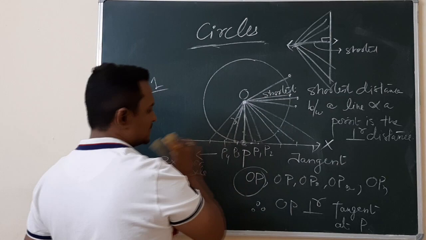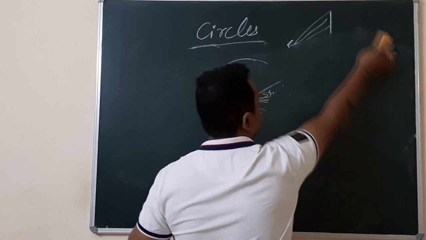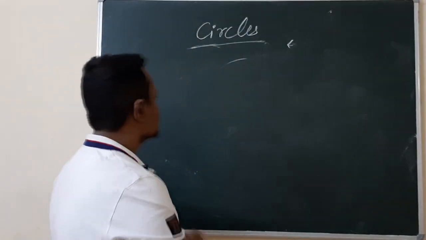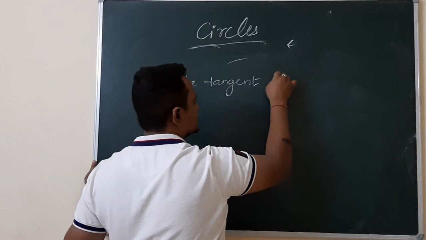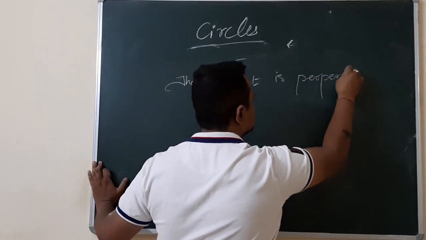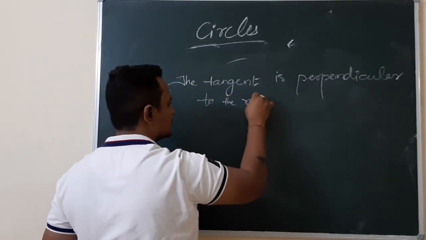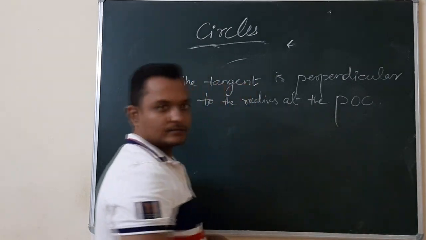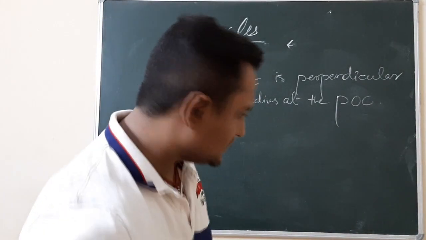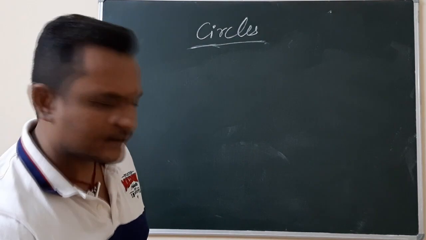So we understood, I'm rubbing this again. We understood that the tangent is perpendicular to the radius at the point of contact. Okay, theorem 1, under the belt, gone, vanished, understood, chewed. So everything you learned here will be applied.